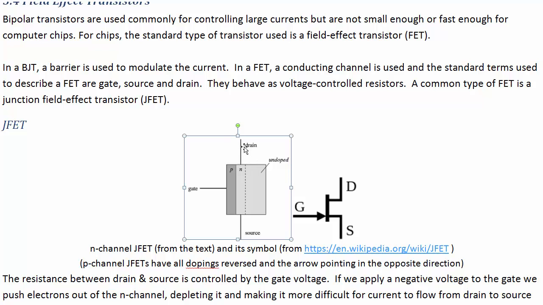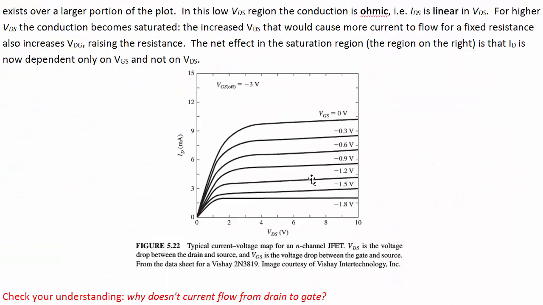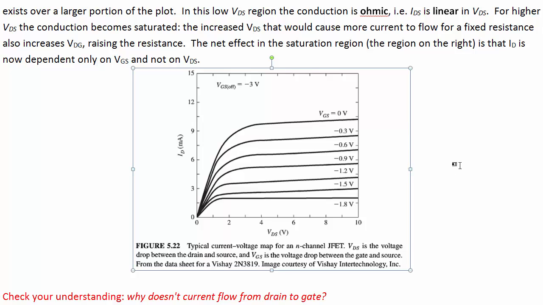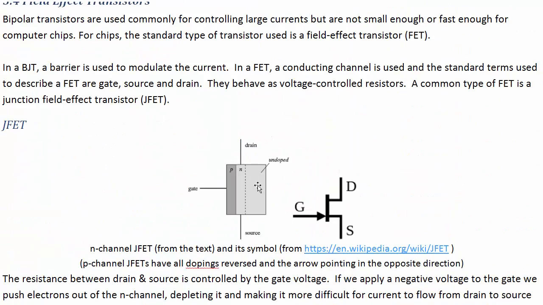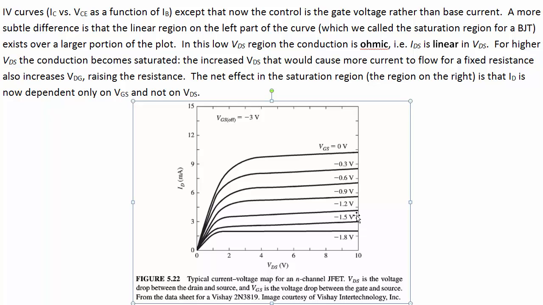So current would flow from drain to source. You'd normally have the drain at a higher voltage than the source. Electrons would flow from source to drain. Okay, so here are the IV curves for this N-channel JFET that we're showing here, and they look very similar to BJT characteristic curves. A couple of changes: we've got the drain current versus drain-source voltage, so that's just a name change, rather than collector current versus collector-emitter voltage.